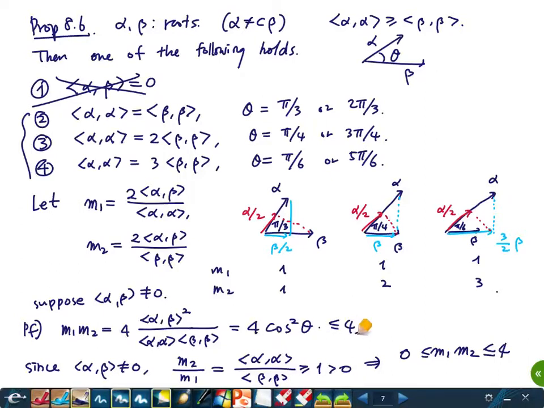And we know that m1 and m2 are always integers, because that's one of the axioms of the root system. So we have 2 integers multiplied, and the product is between 0 and 4. So you know what to do. Just divide into the cases 0, 1, 2, 3, 4.